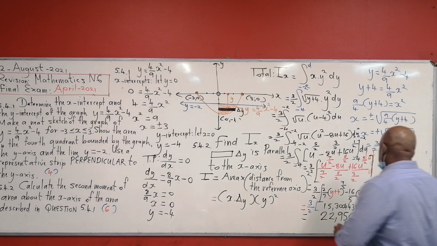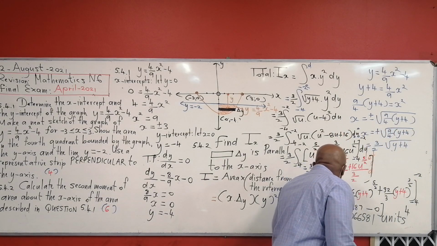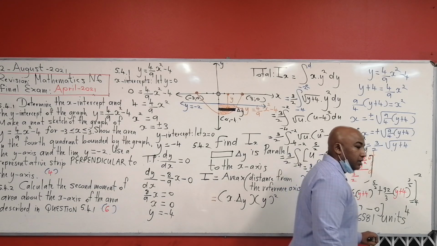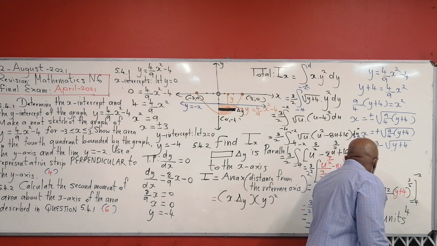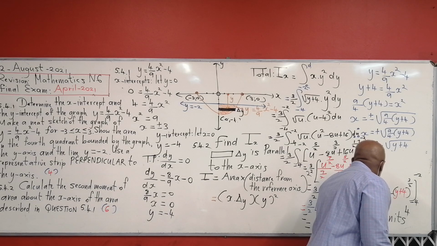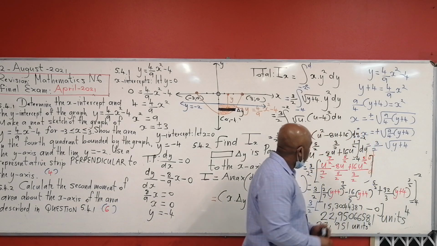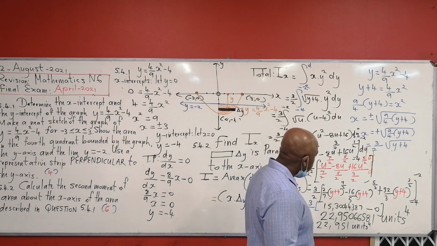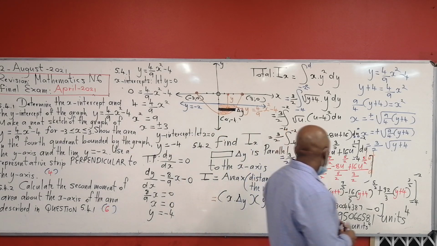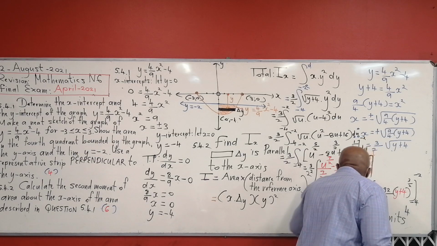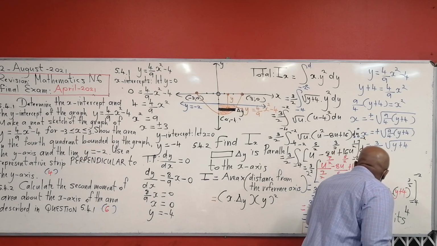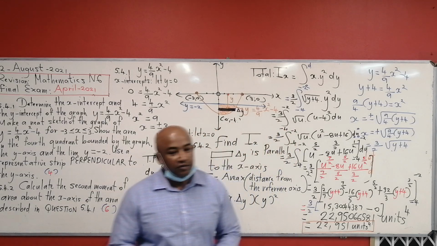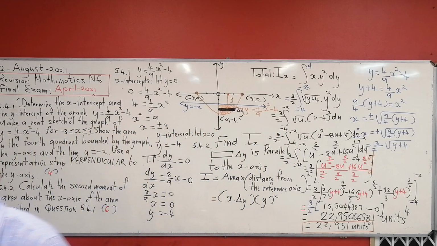Round it off to 3 decimal places is going to be 22,951 units to the power 4. And that is our final answer for this one. Right, so that is the final answer here, 22,951, second moment of area. Let's move on to the next question.